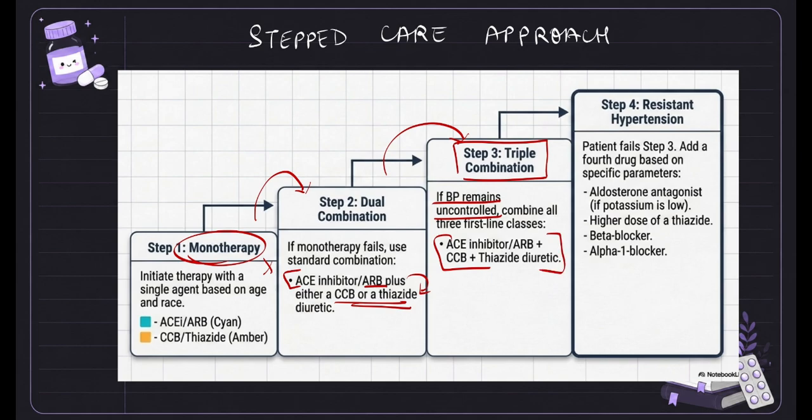But sometimes a patient still won't reach their target blood pressure. We call this resistant hypertension. And that brings us to step 4. At this stage, we have to introduce a fourth drug. If their potassium levels happen to be low, we add an aldosterone antagonist. If not, alternative options include higher doses of a thiazide, a beta blocker, or an alpha-1 blocker.